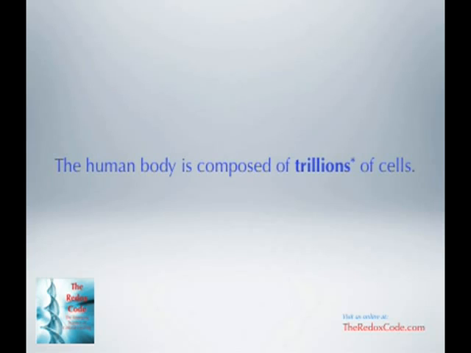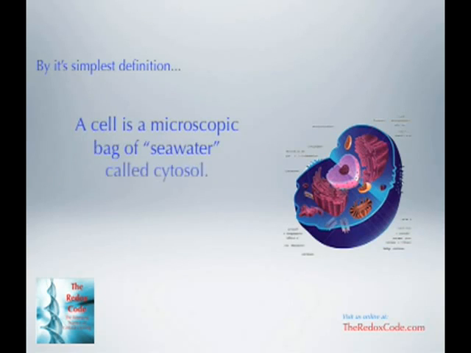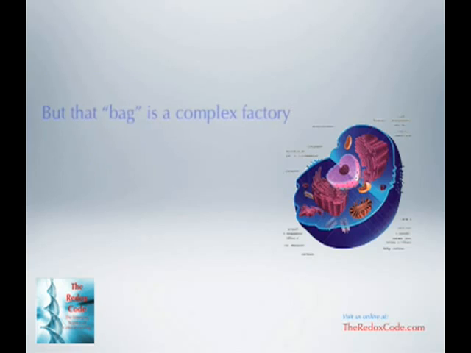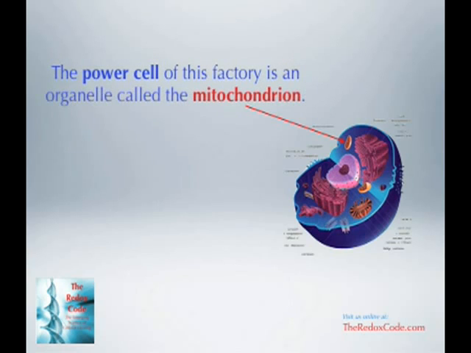The human body is composed of trillions of cells. That's 10 to the 14th power, or 100 trillion, according to Science NetLeaks, a resource for teachers. Now, by its simplest definition, a cell is a microscopic bag of seawater called a cytosol. But that bag is a complex factory. It's formed out of proteins created from genetic instruction. And the power cell of this factory is an organelle called the mitochondrion.